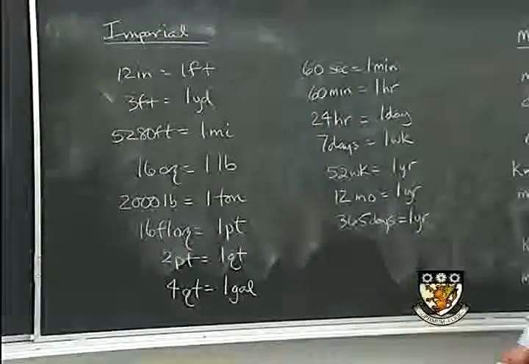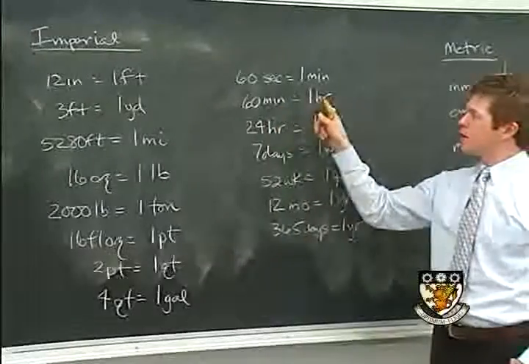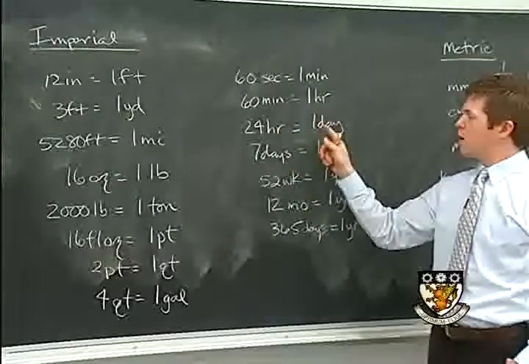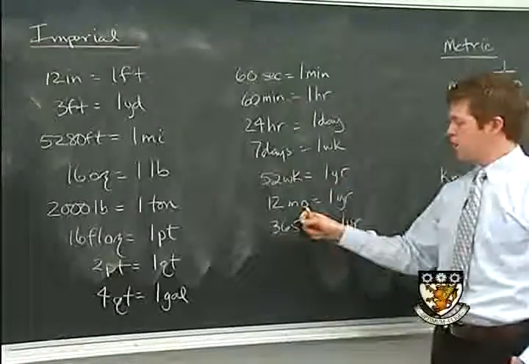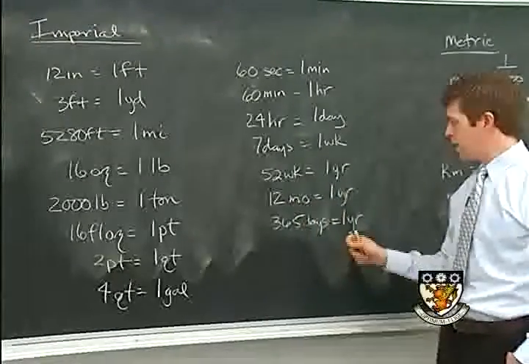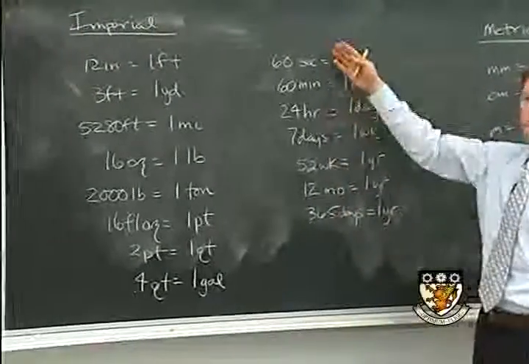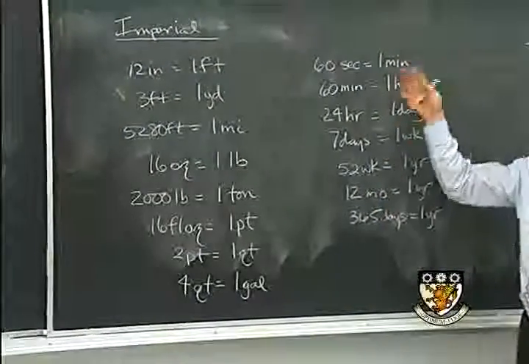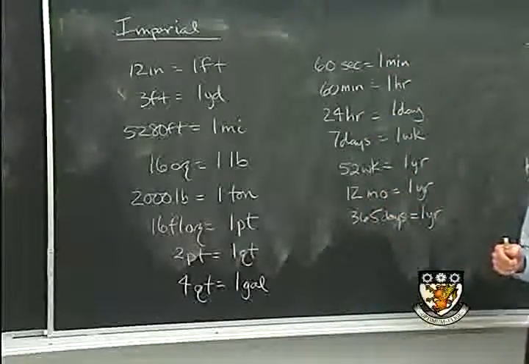Dealing with time, we have 60 seconds in a minute, 60 minutes in an hour, 24 hours in a day, 7 days in a week, 52 weeks in a year, 12 months in a year, and 365 days also in a year. Fortunately, this system in terms of time is independent of imperial or metric. Everybody uses the same measure of time. So that's one nice thing.